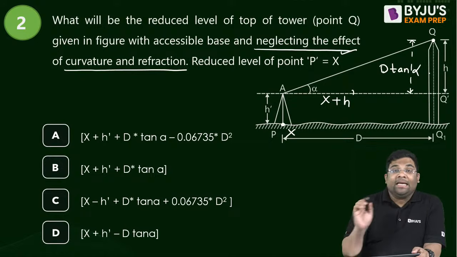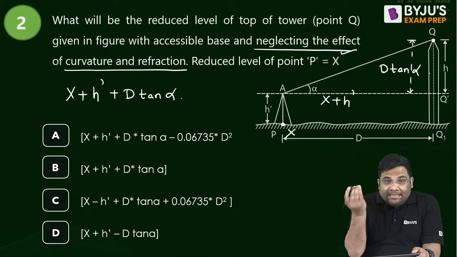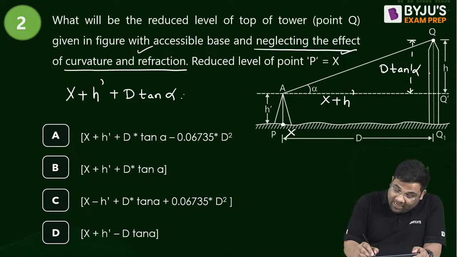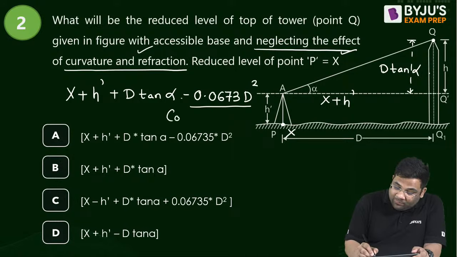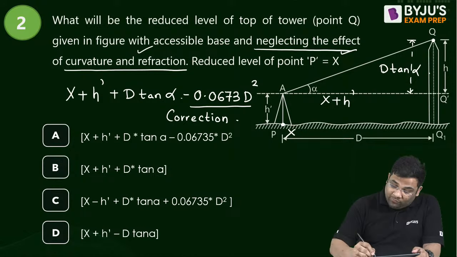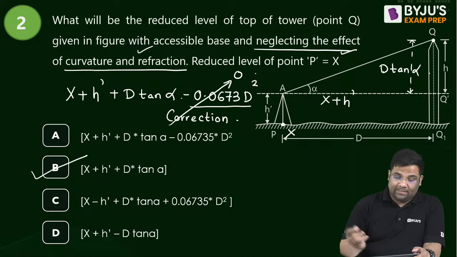Yes. So I can say QRL will be X plus H dash plus D tan alpha. If we are considering the curvature and refraction effect, then we have to subtract 0.073 D square, right? This is the correction. But here it is written neglecting. So therefore we will neglect this. So the right answer is this.